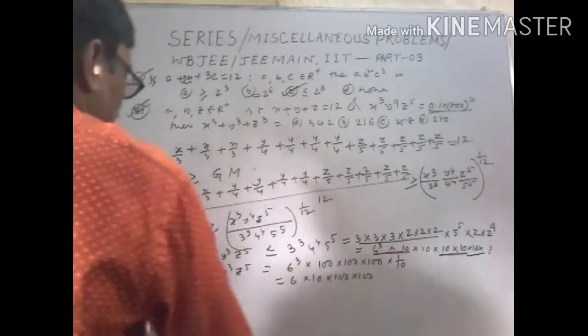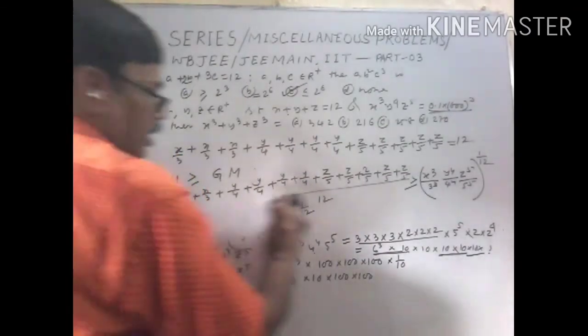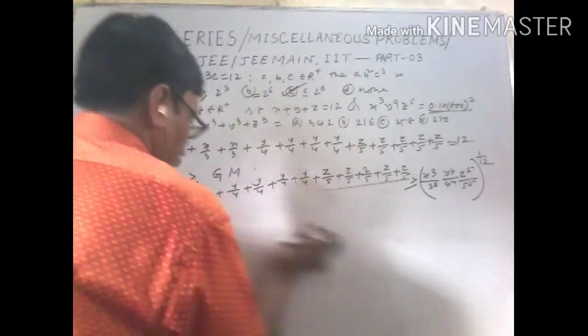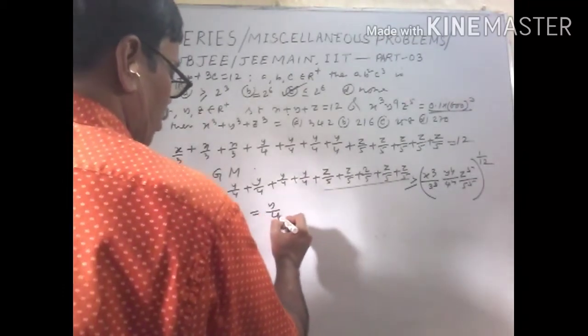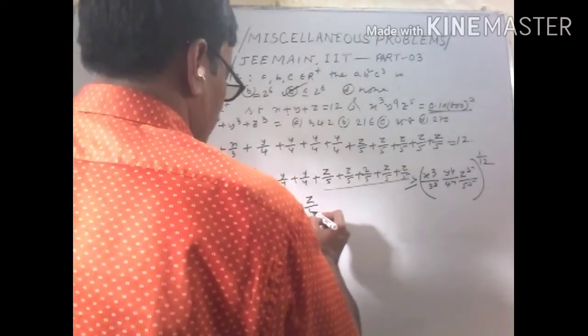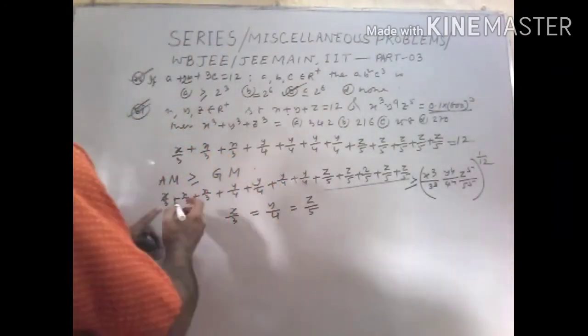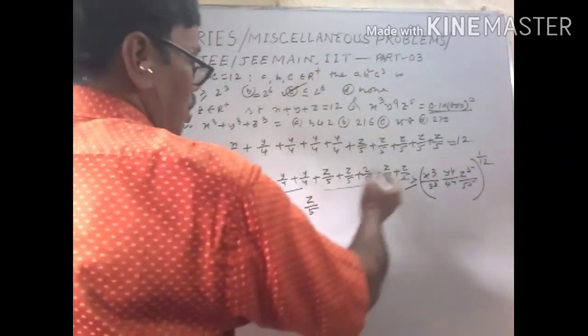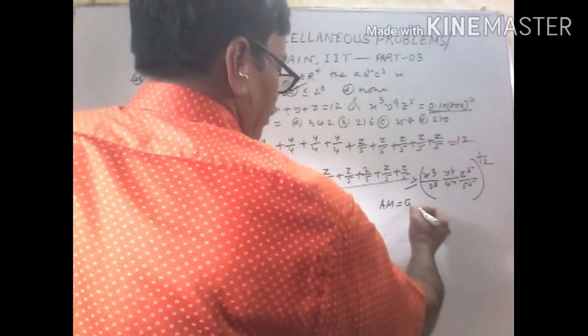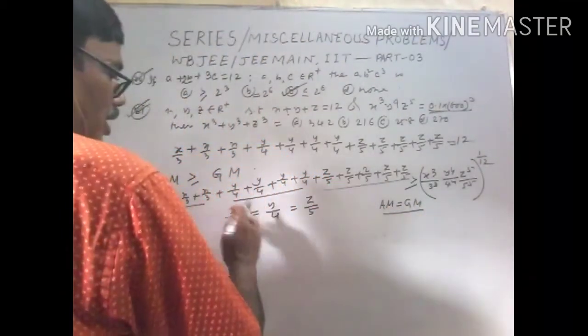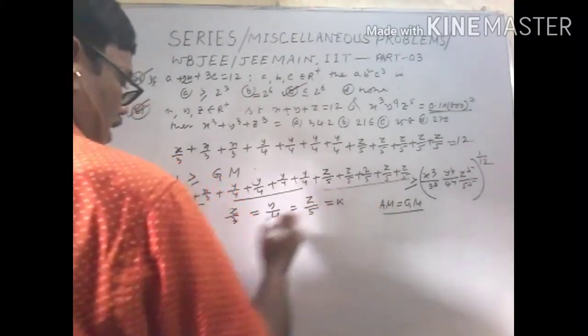So what we are getting? We are getting terms are equal. If AM equals GM, then terms are equal. Therefore x by 3 equals y by 4 equals z by 5. So these are 3 terms, this is 4, all terms are equal. So they are same. So suppose this is k.